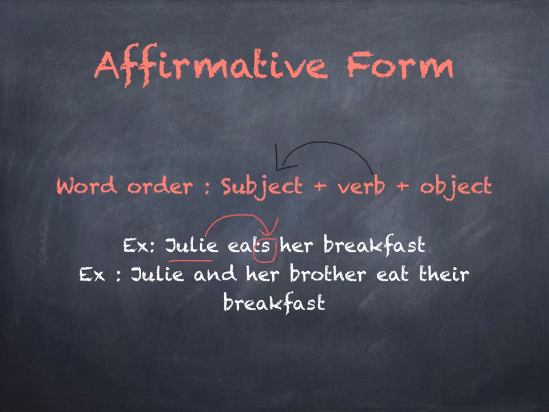Julie eats, and the object is whatever goes after the verb, her breakfast. In the second example, the subject is everything that comes before the verb, so Julie and her brother. So, as you can see, there's no S to the verb eat because my subject is plural. And for the object, same thing, it comes after the verb. Julie and her brother eat what? Their breakfast.